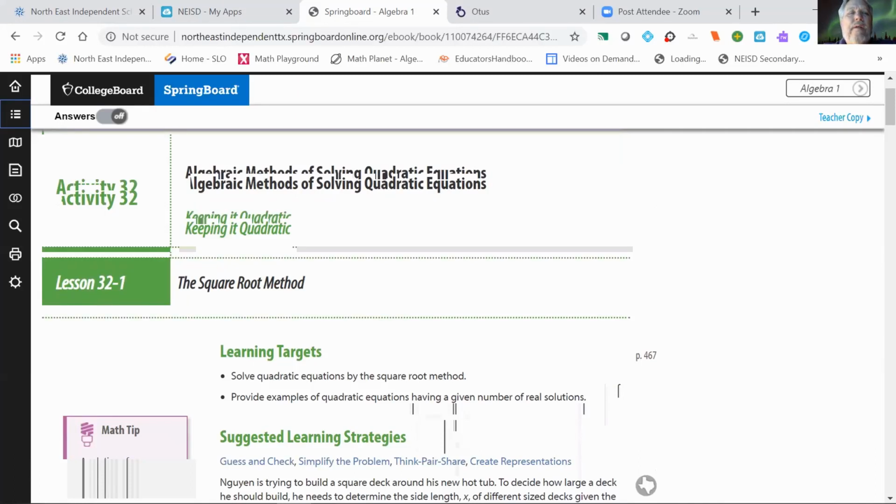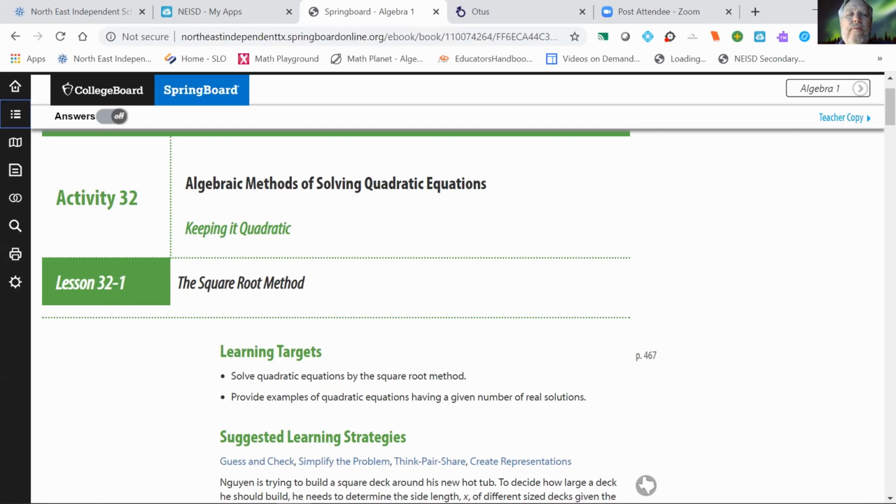Hi guys. Today we're going to start algebraic methods of solving quadratic equations. Lesson 32-1, the square root method. Learning targets: solve quadratic equations by the square root method, and provide examples of quadratic equations having a given number of real solutions.